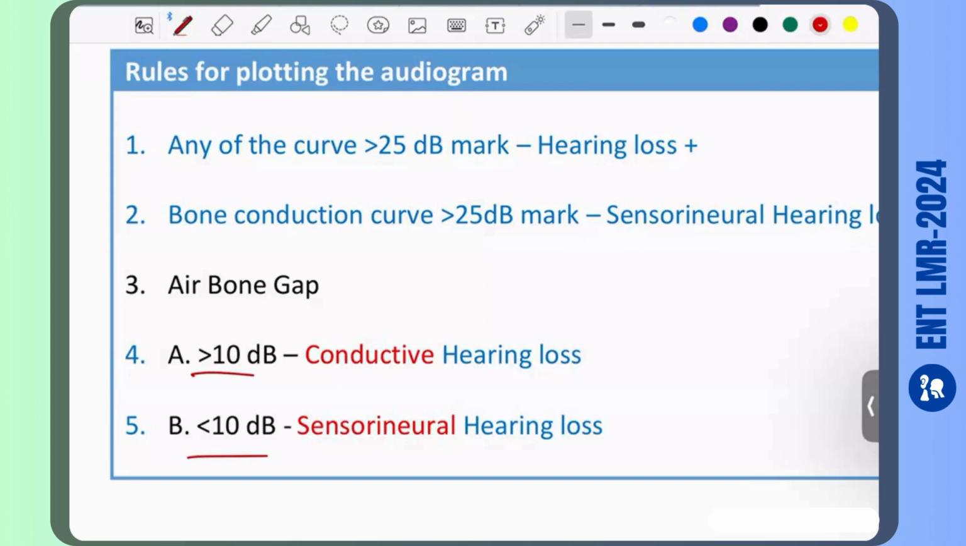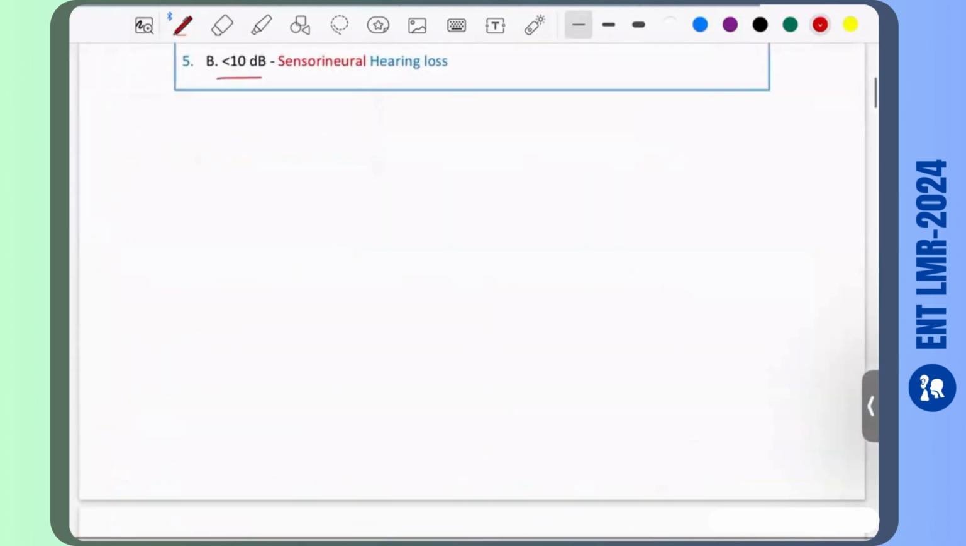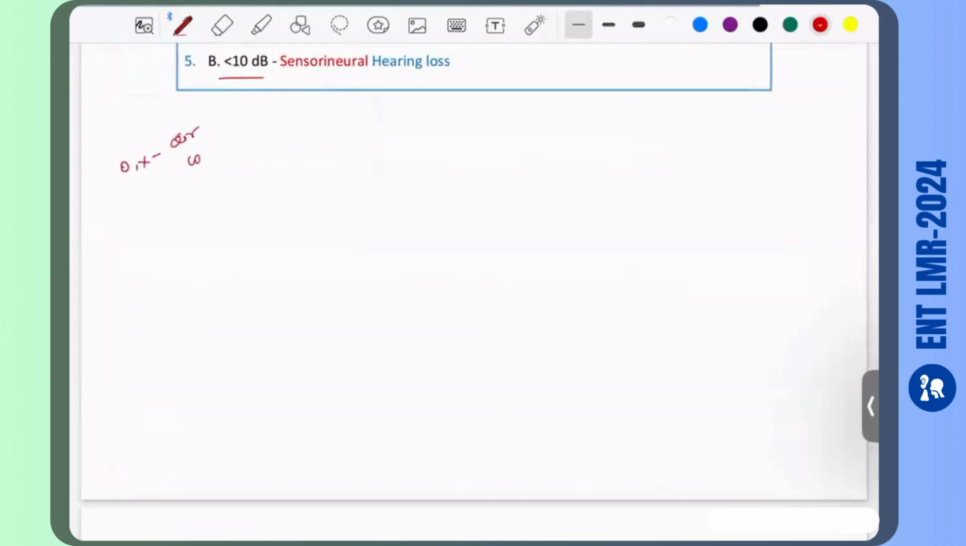So how to read an audiogram? What are the symbols in an audiogram? Let's see. O and X: air conduction. O is for right side air conduction, X is for left side air conduction. The less than or greater than symbols are for bone conduction. The red color line is for the right side, R for red for right. The blue color lines are for the left side.